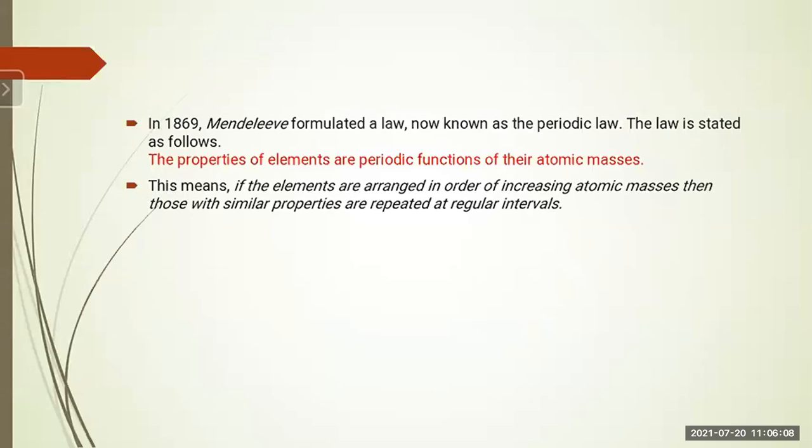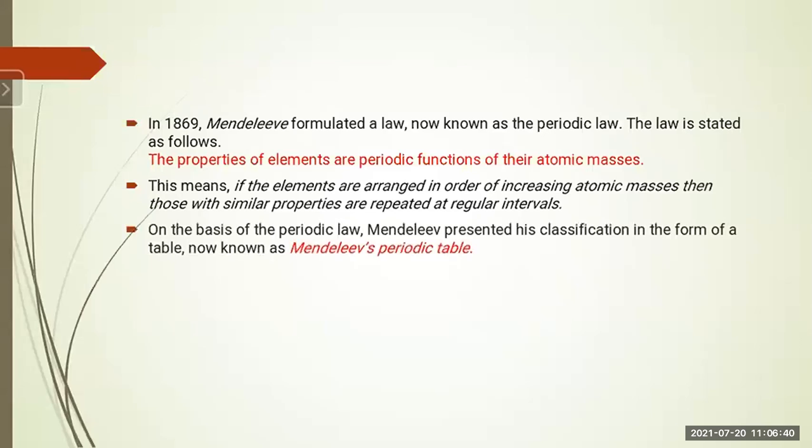This means if the elements are arranged in order of increasing atomic masses, then those with similar properties are repeated at regular intervals. Therefore, we are calling it periodic. So on the basis of the periodic law, Mendeleev presented his classification in the form of a table, which is now known as Mendeleev's periodic table.